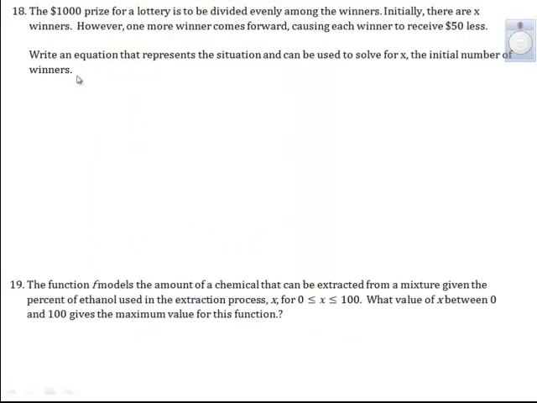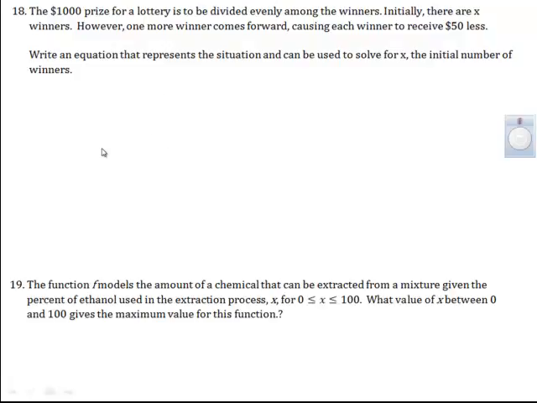Okay? All right, next it says a $1,000 prize for a lottery is to be divided evenly among the winners. Initially, there are x winners. However, one or more of the winners come forward, causing each winner to receive $50 less. So it says write an equation that represents the situation and can be used to solve for x.